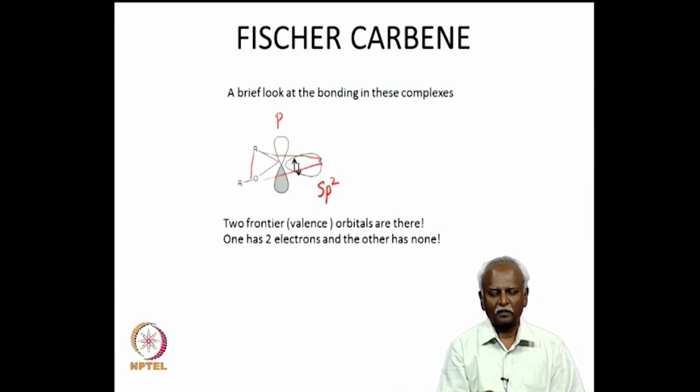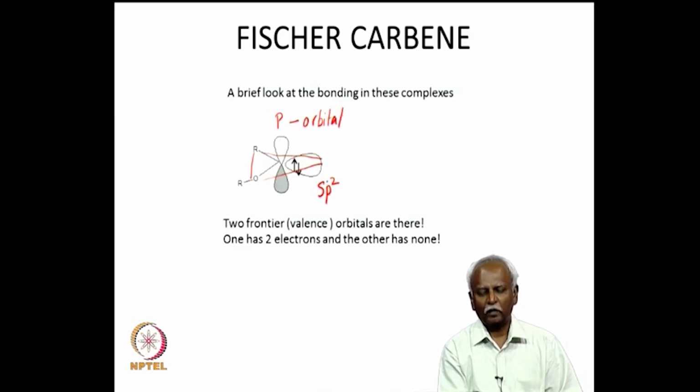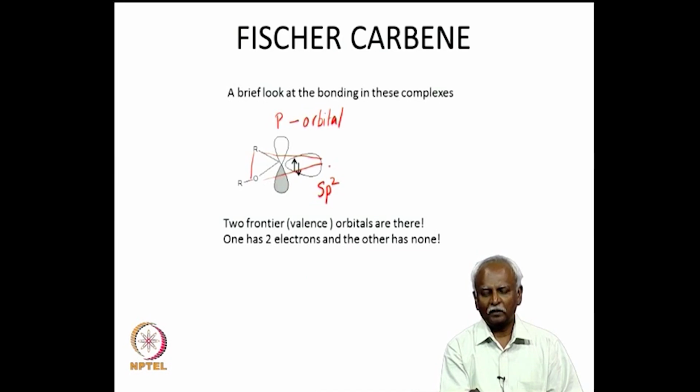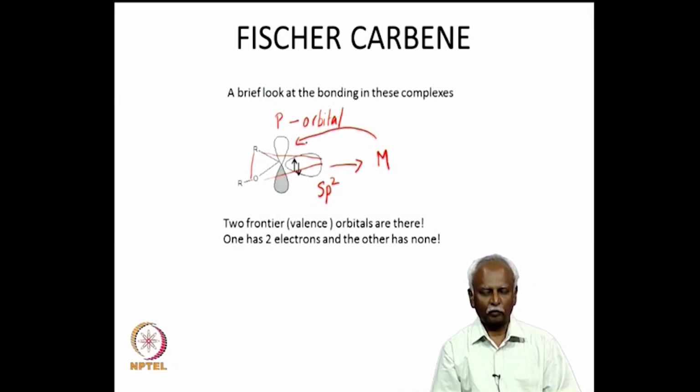These three groups are present, and this p orbital is empty, and you have a pair of electrons in the sp2 orbital. So, now you have a system which can both donate electron density to the metal, and accept electron density from the metal into the p orbital, very much like carbon monoxide. And so, you have partial double bond character in the Fischer carbene also.